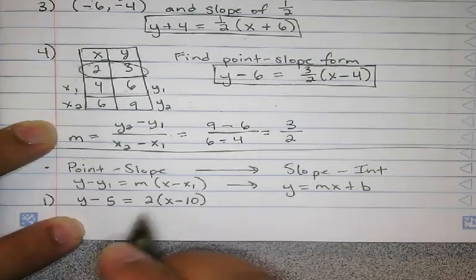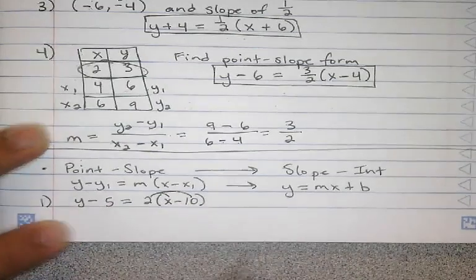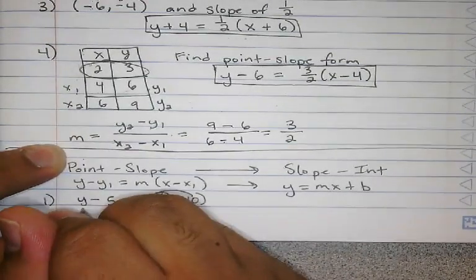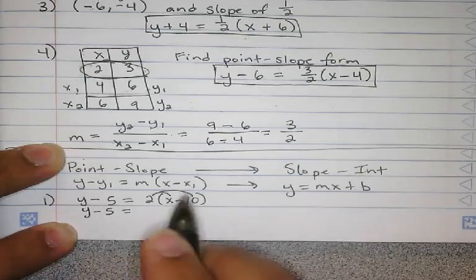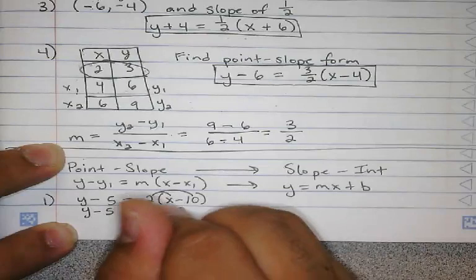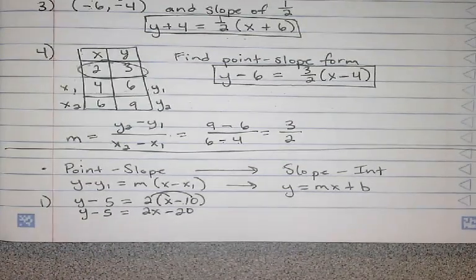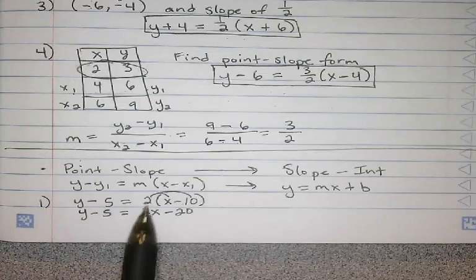So right here, the first thing I'm going to do is distribute the 2. Now it's just into your rules that we've done before. So you have y minus 5 equals 2 times x, which gives me 2x. 2 times negative 10 gives me negative 20. Okay, and this is very simple, right? You just got to make sure you pay attention. So the first thing you do is distribute, that's what I just did.